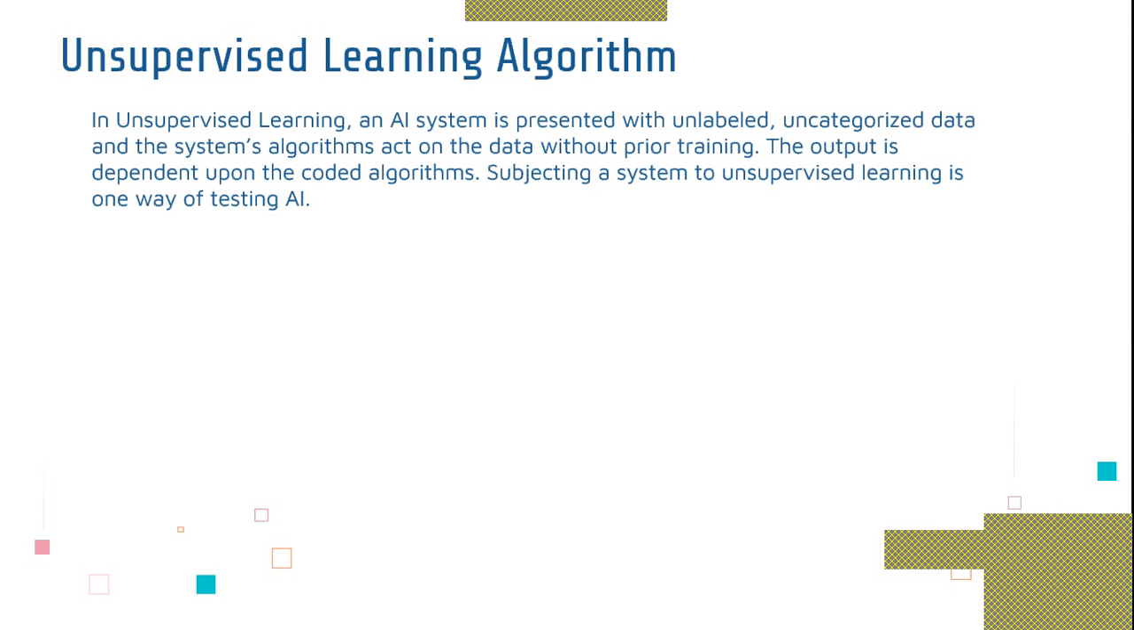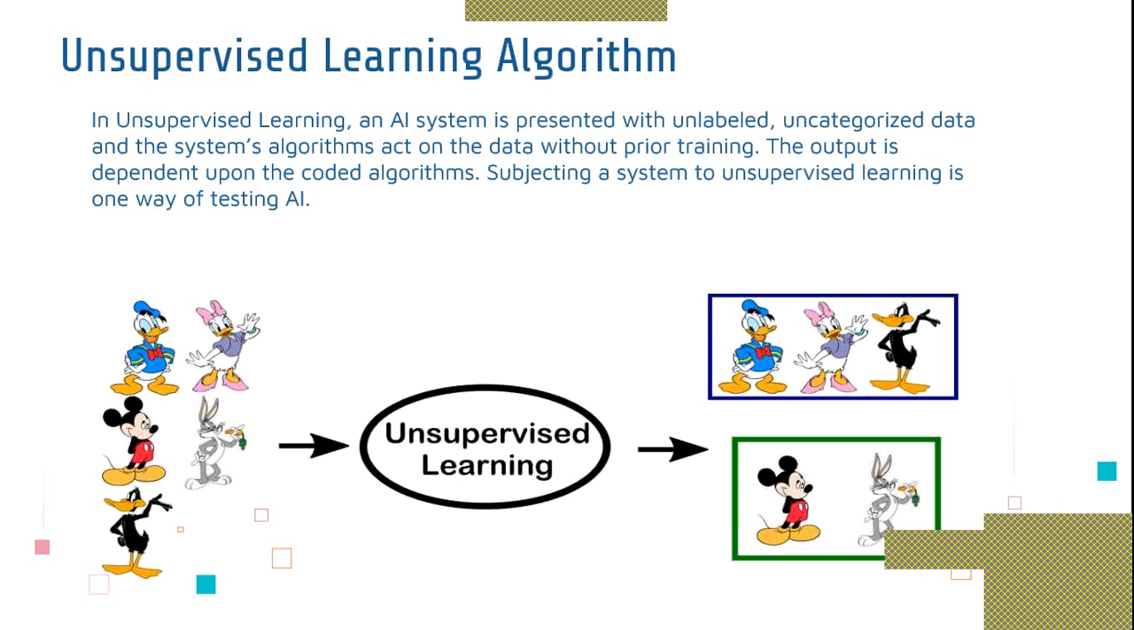So the output depends on the coding or the algorithm you use, and then you can decide what your output is. Let us consider this. On the left hand side, you can see a number of pictures. You can categorize them: see how many are ducks, how many are mice, how many are rats. So basically there is a mixture of data.